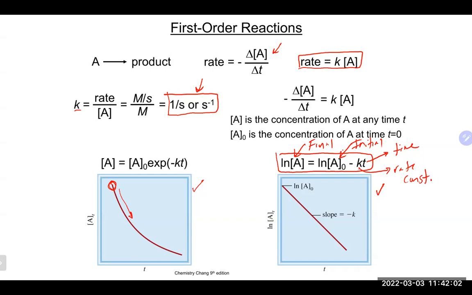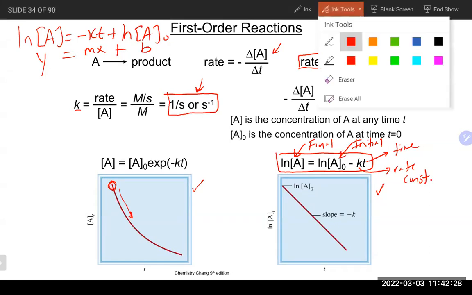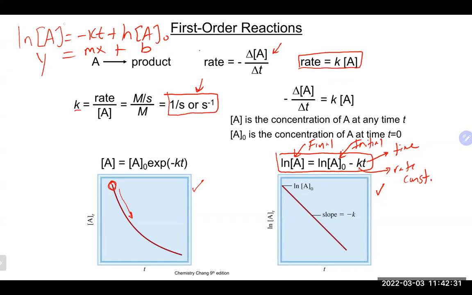If you take this equation and rearrange it and write it as this, the natural log of A is equal to minus kt plus the natural log of A naught, this relationship gives you a straight line, y equals mx plus b. And if we look at what is graphed there on the bottom right, on the y, we see the natural log of A. On the x, we see time.